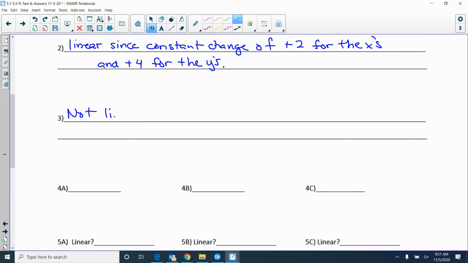So not linear, no constant change for Y. Okay, for Y. All right, you don't have that down, make sure you get that down. Okay, got that. Good. All right.